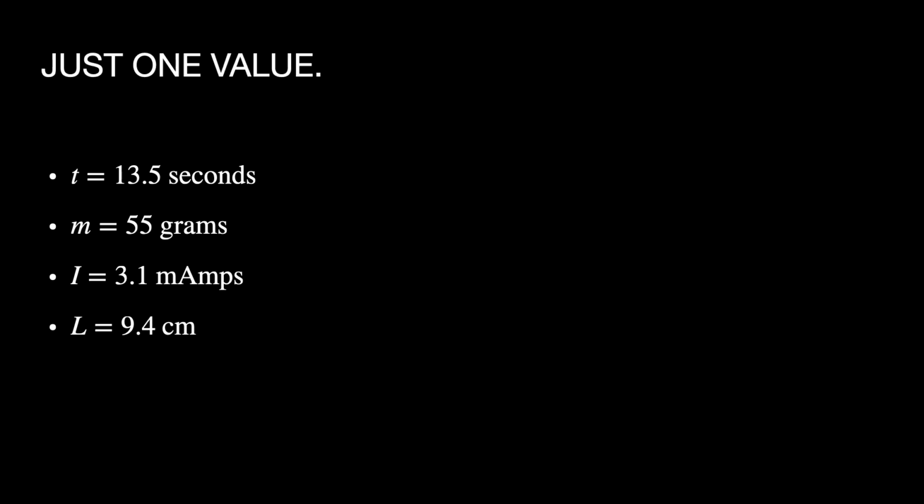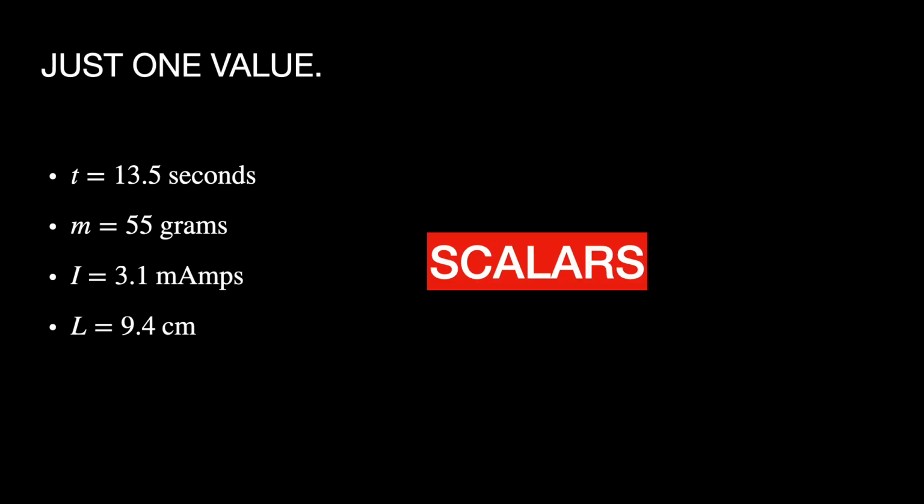So all of these have just one value. It's just one thing. 13.5. Yes, it has units, that's fine too, but it has just one piece of information. Okay. These are all examples of things we call scalars. If we want to know what a vector is, we have to first understand what a scalar is. So a scalar is these single pieces of information, and that's what we've looked at before.